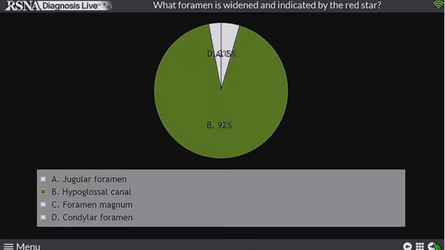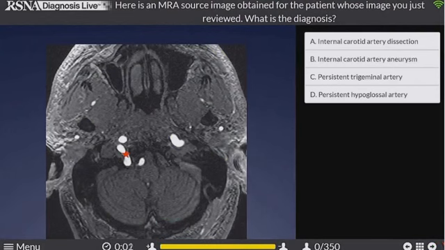All right, let's see what we got. Good. 92% of you said the hypoglossal canal. That's excellent. So our final question here. This patient underwent an MRA. Here's the source image.